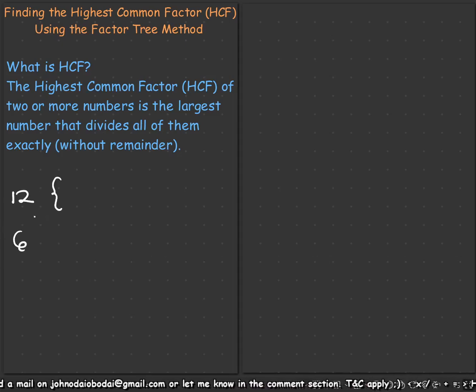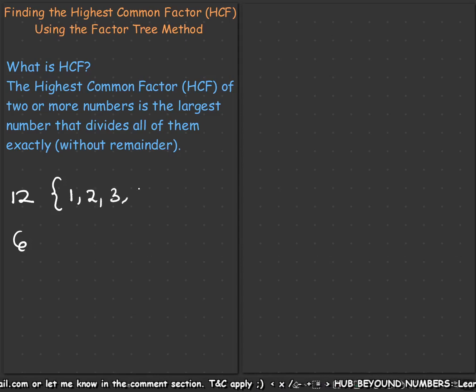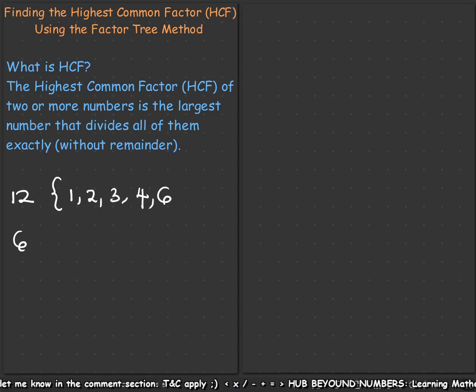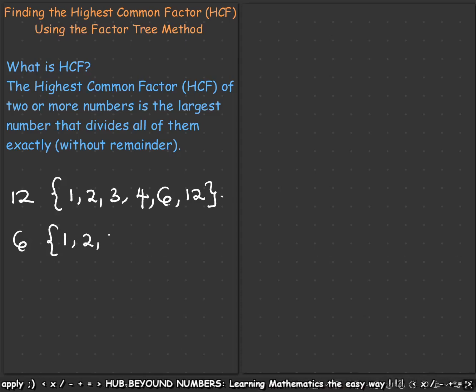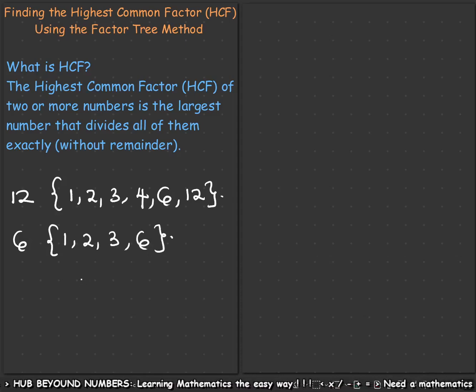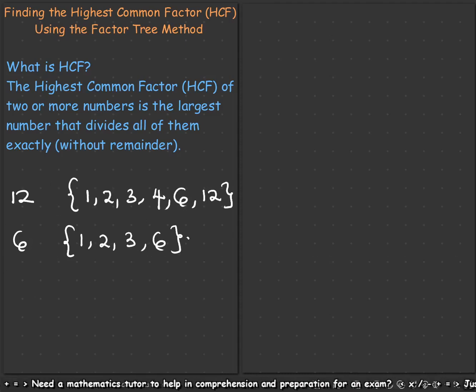So for 12 and 6, the factors of 12, we have 1, 2, 3, 4, 6, and then 12. These are the factors of 12. Then for 6, we have 1, 2, 3, and then 6 itself. So these are the factors, all right? Let me indicate that with an F, the factors.